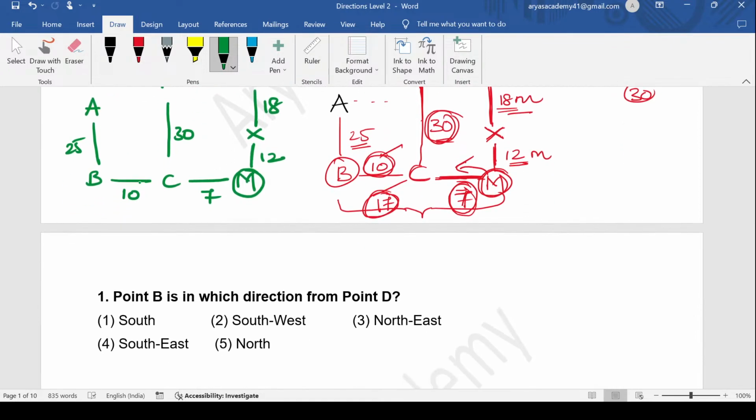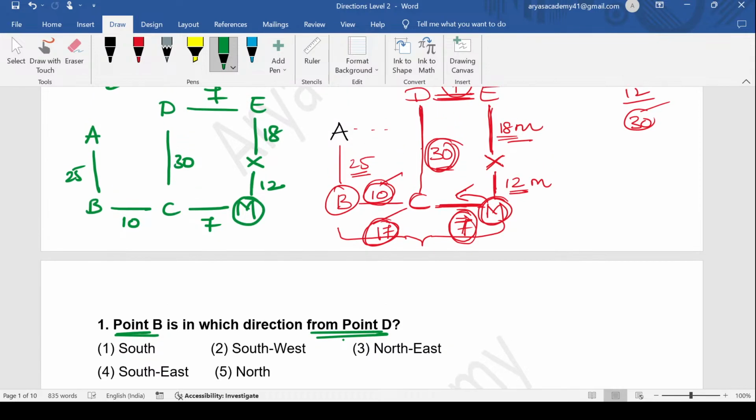Now, look at question number 1. What is question number 1? Point B is in which direction from point D. I already told you, you have to pay attention to the question. They are asking you the location of B from D. So D is actually here. So from D, you have to tell the direction of B, not distance but direction.